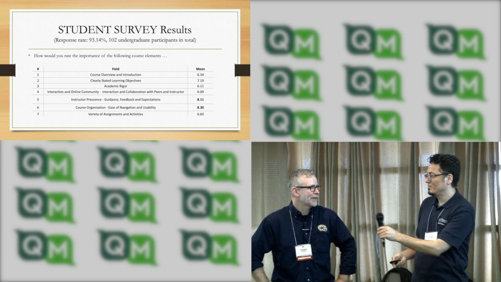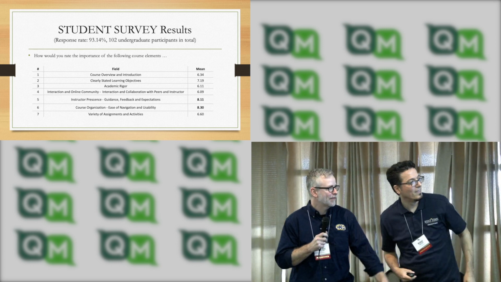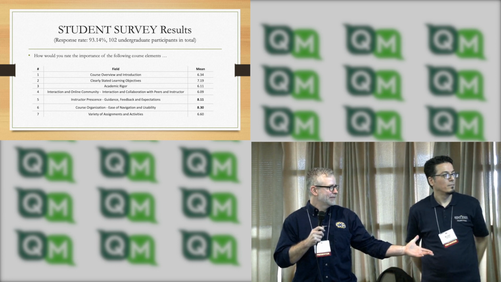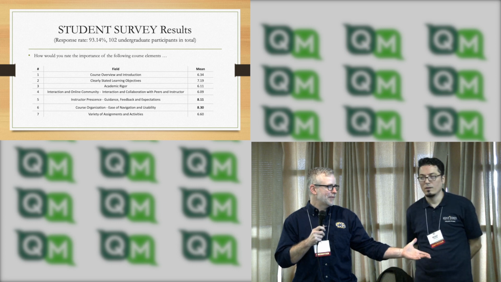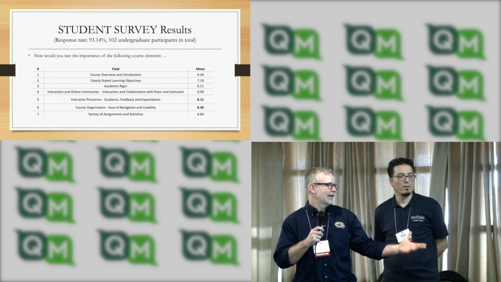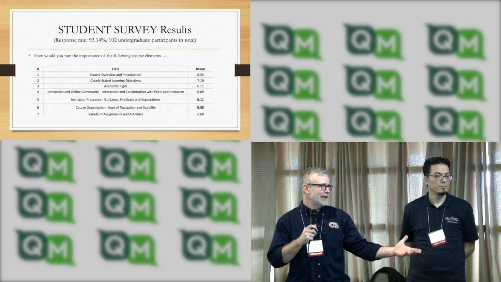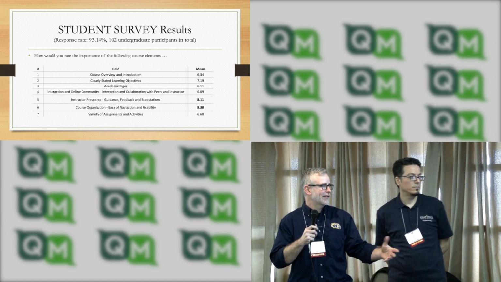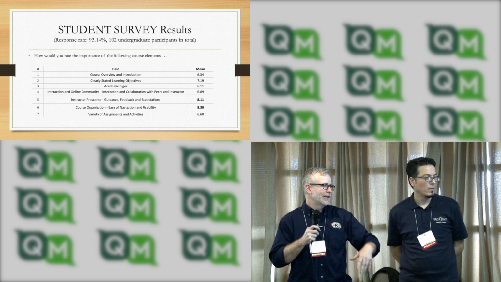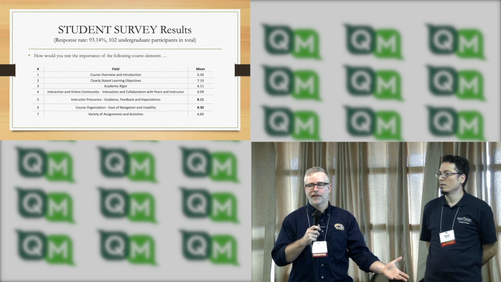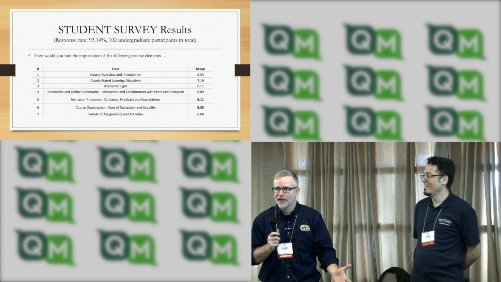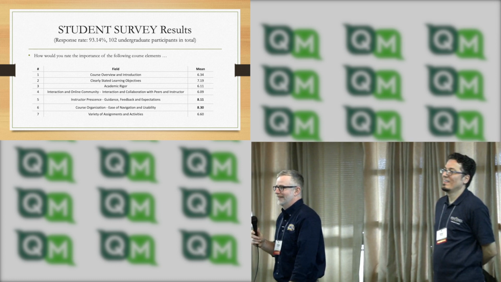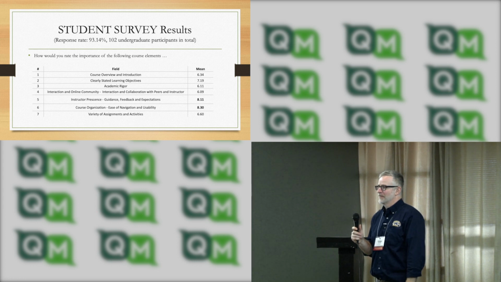Yeah, so again, it might be hard to read from the back, but from top to bottom, we have course overview and introduction, or getting started, clearly stated learning objectives, academic rigor, interaction in online community, instructor presence, including guidance, feedback, and expectations, course organization, or a variety of assignments and activities. So any guesses on how you think students would rank those? Go ahead. Which one?